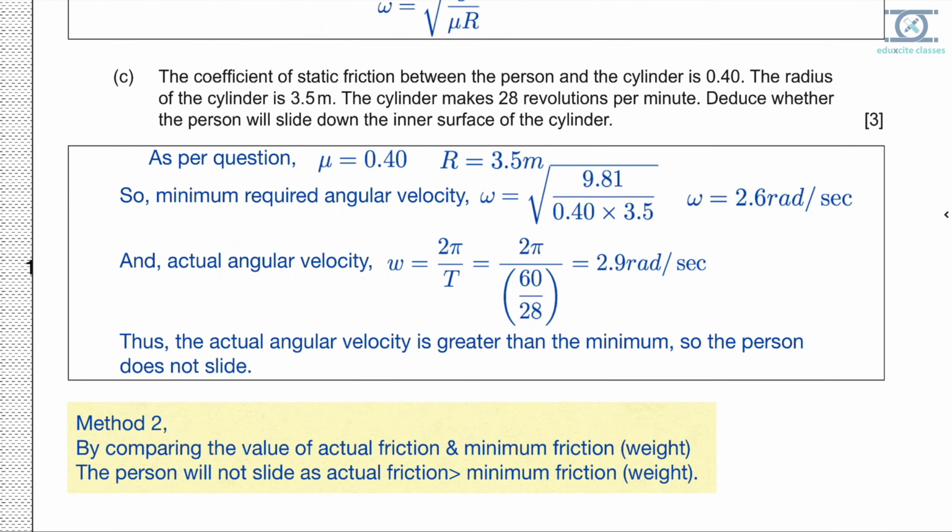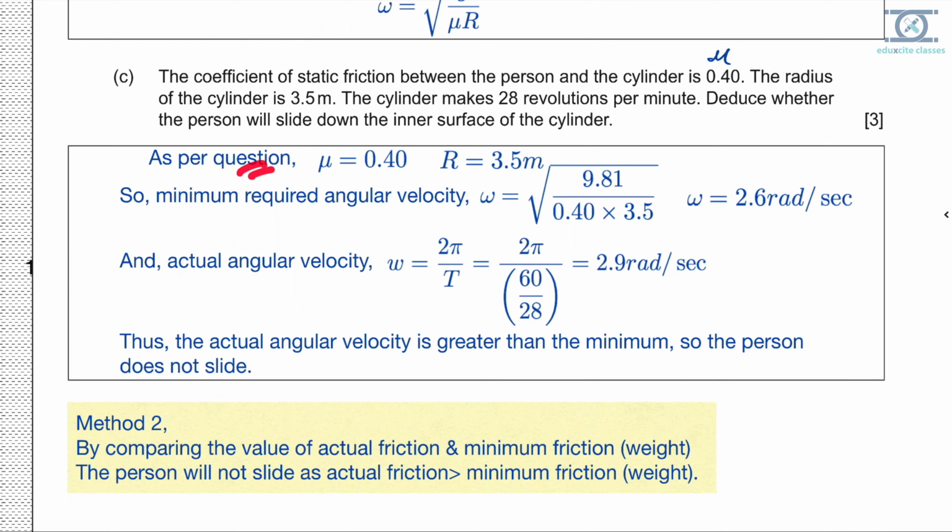In the C part, the coefficient of static friction between the person and the cylinder is now 0.40. This is the value of mu given to us. The radius of the cylinder is 3.5 meter. The radius is also given. And the cylinder makes 28 revolutions per minute. Deduce whether the person will slide down the inner surface of the cylinder or not.